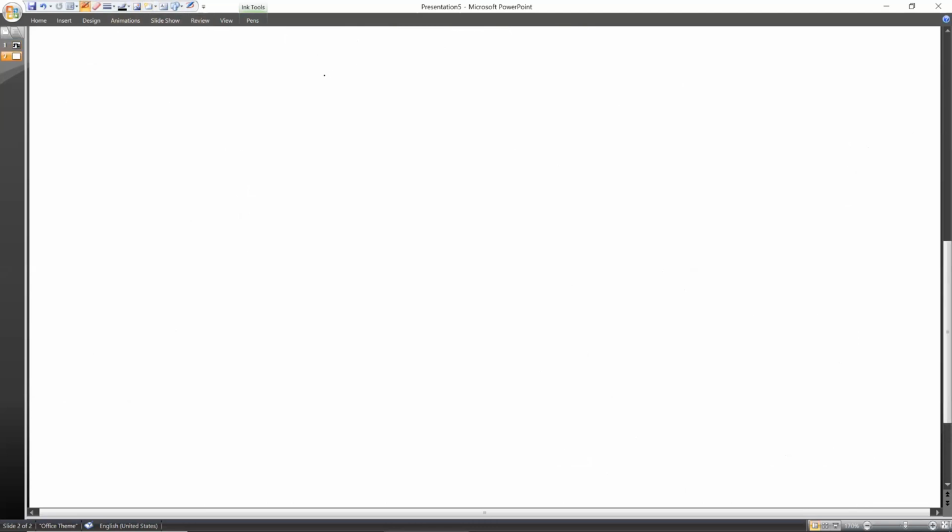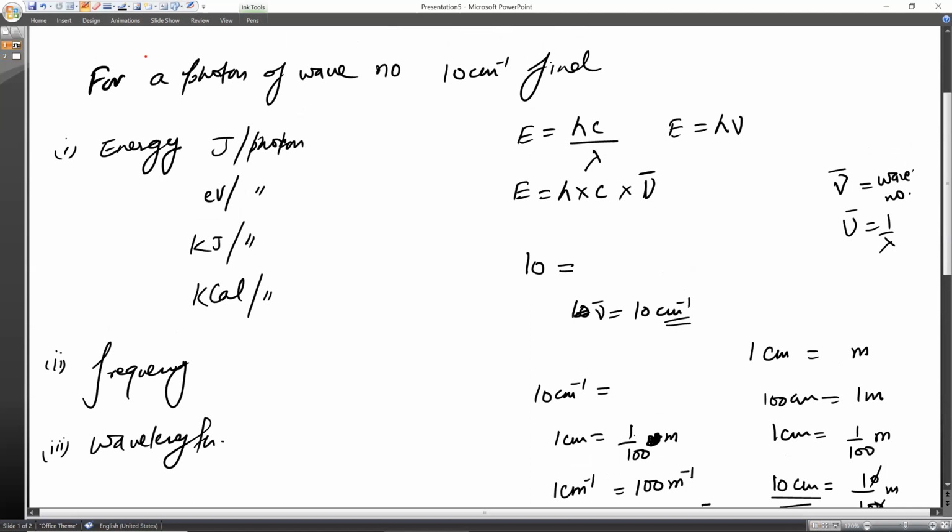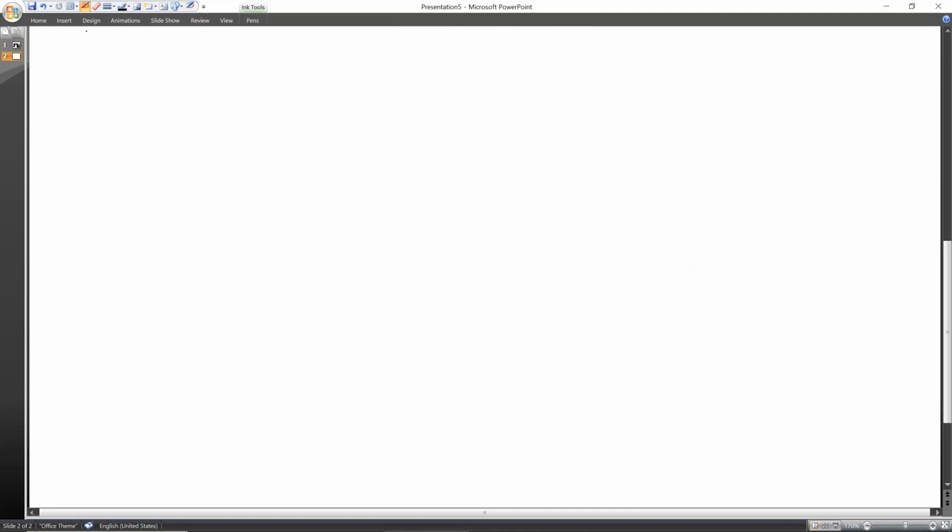Now, why are we converting this into meter inverse? Because the standard unit of wave number is meter inverse, not centimeter inverse. So we have to convert it. The wave number 1 by lambda is actually given to you as 1000 meter inverse. Okay, got it.